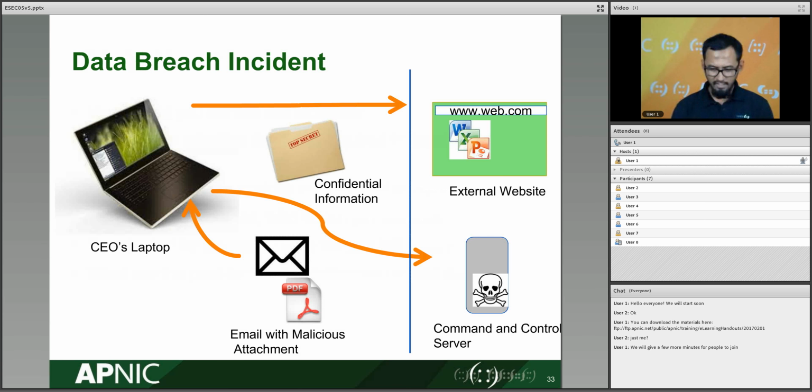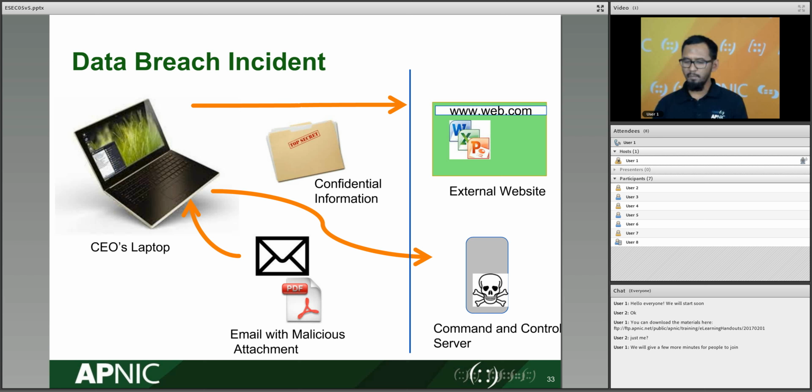So let's pick one. Okay, let's pick this one then. It's a data breach incident. So let's say one day you have learned that some information belonging to your organization has been published on the internet. So let's say you come into the picture when somebody told you that, hey, this confidential company information is now available on this particular website. Somebody has published it.